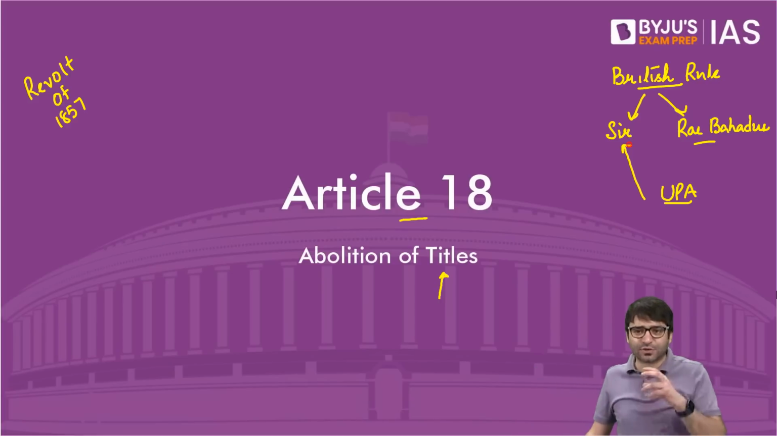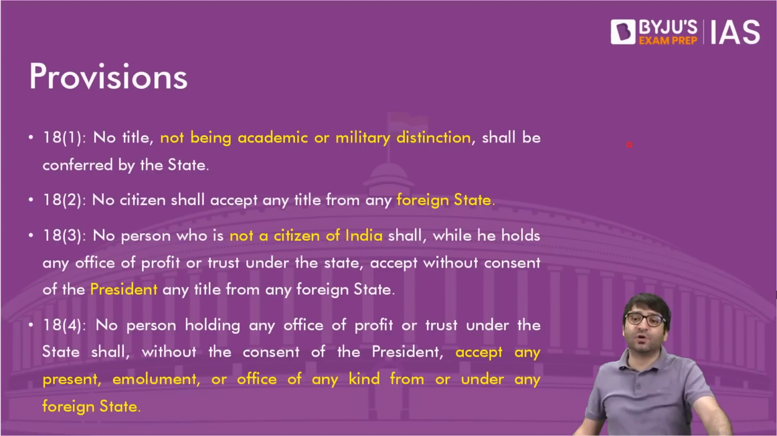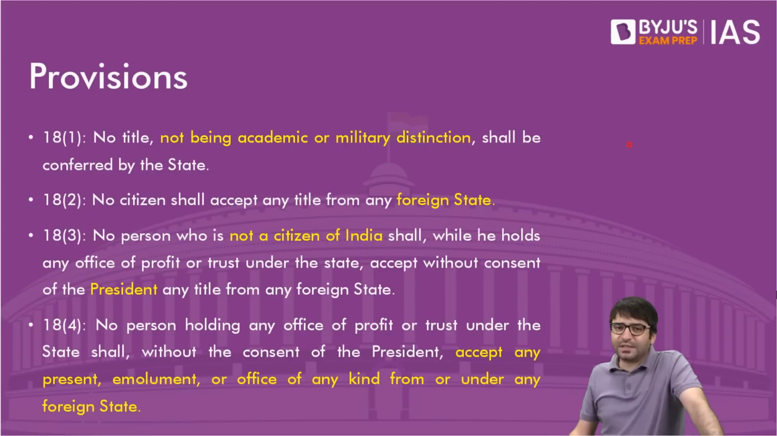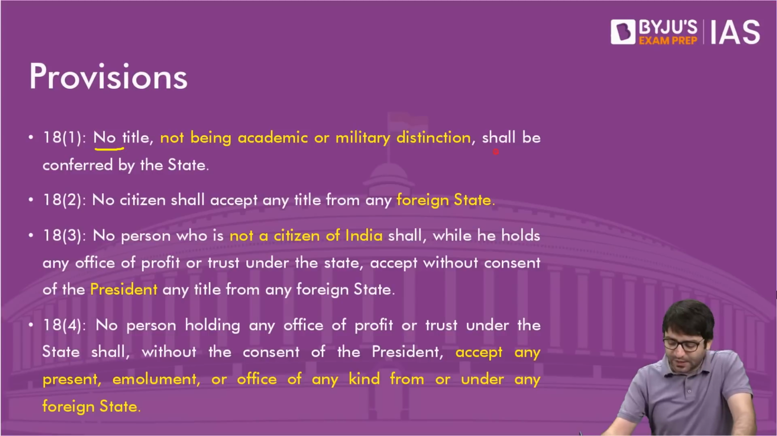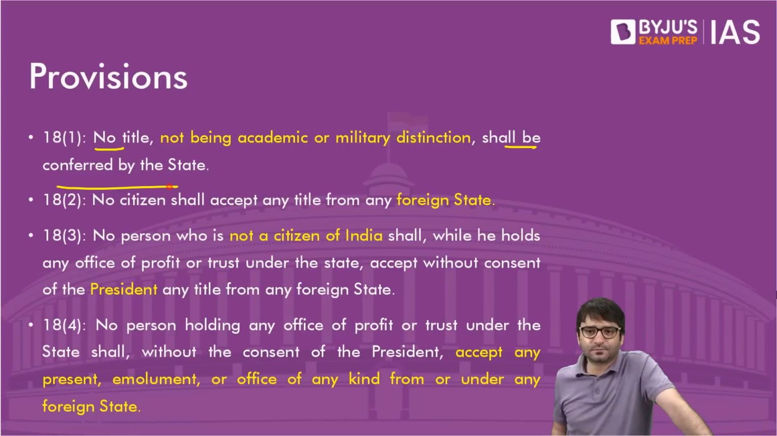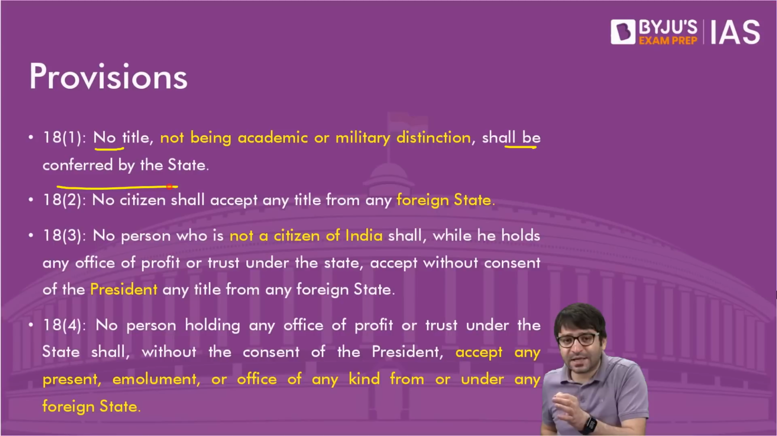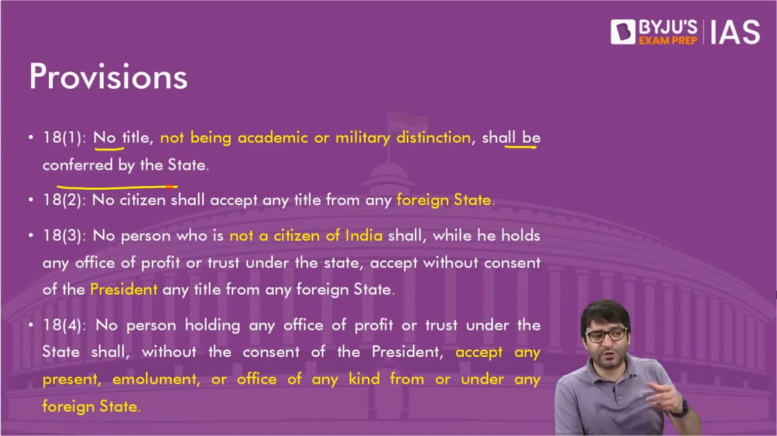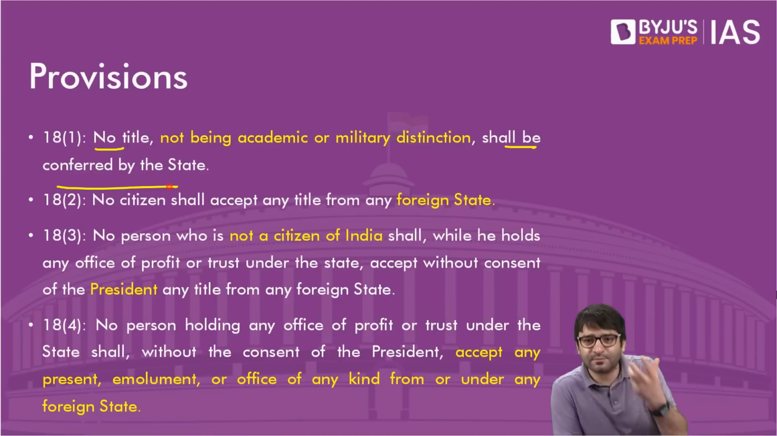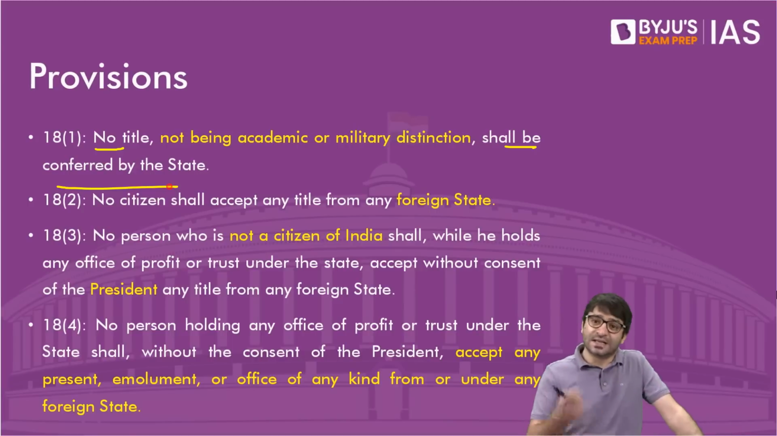the Constituent Assembly said there can be no titles awarded by the state. So Article 18, Clause 1 says no title shall be conferred by the state, except that a title can be academic or military. Chief of Defense Staff, Lieutenant Colonel, Major, Admiral, Chief of Staff, Doctor, Engineer, Professor: all these are either academic or military titles. Such titles can be awarded by the state, but except for them, no other title can be awarded.